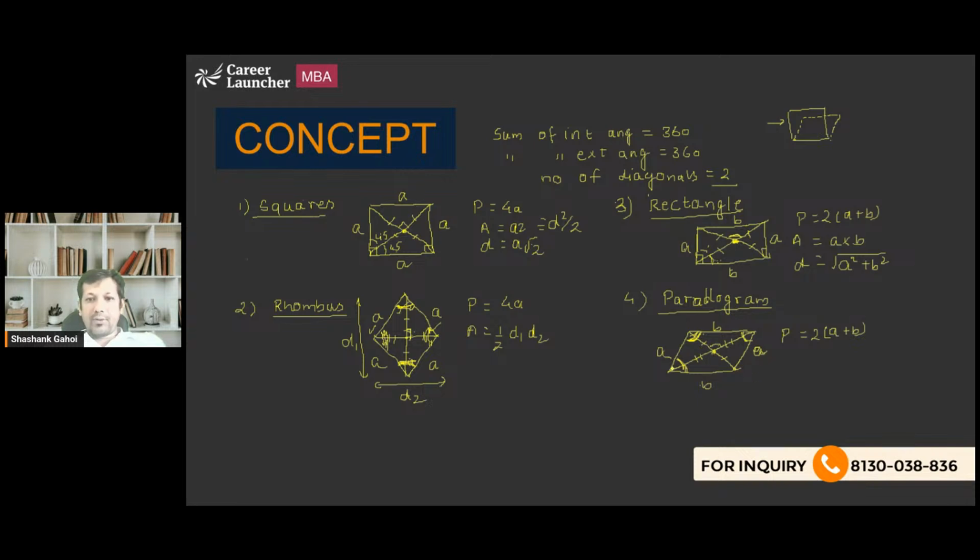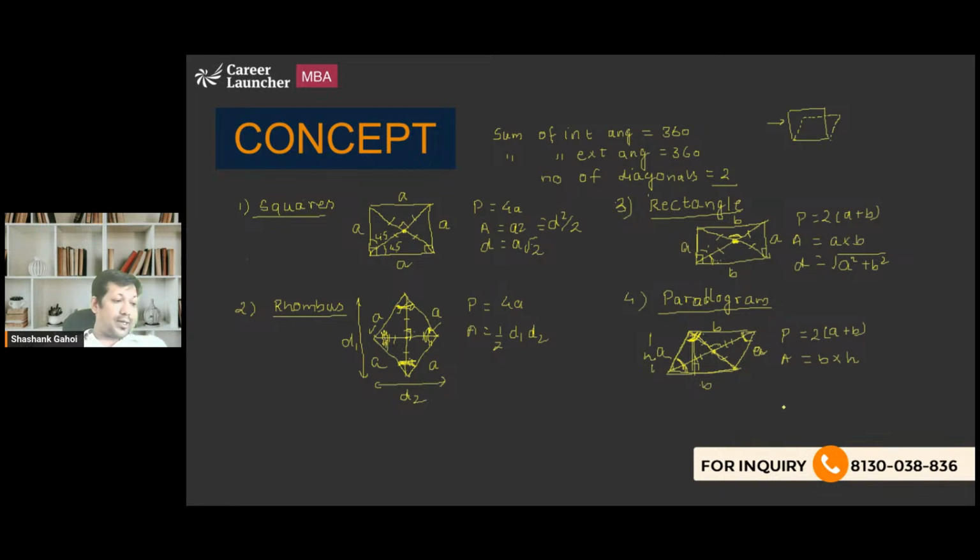Okay, now this is a triangle. If I draw the perpendicular, let's call it H. So the area of this triangle is going to be half into B into H. So the area of the parallelogram comes out to be B into H, that is twice of half into B into H. So the area of a parallelogram is the base into the perpendicular distance between both the sides, and that's how we get the area of a parallelogram. Okay, let's move ahead.